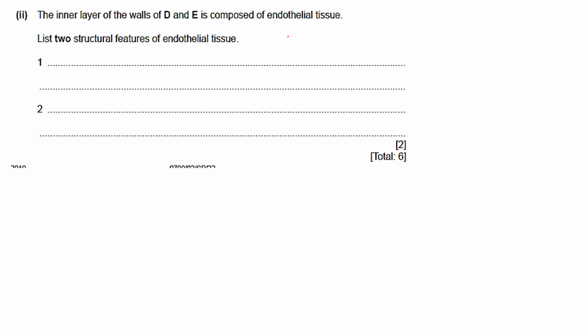D and E, we concluded, are the veins and the arteries, and they have endothelial tissue. So what does endothelial tissue do? The endothelial tissue is more or less like a smooth tissue, so it has a smooth surface that allows blood to travel without any obstruction. It is also a thin layer of cells. So it's not bulging or anything, it's just a thin layer of cells that allows blood to travel with ease. It says list their structural features. They're a thin layer or a single layer, and you can also say they have a smooth surface. Okay.